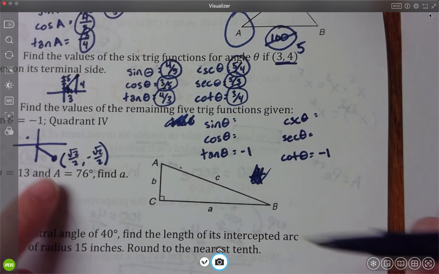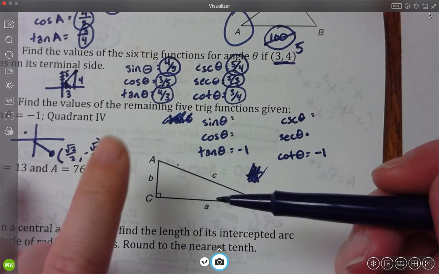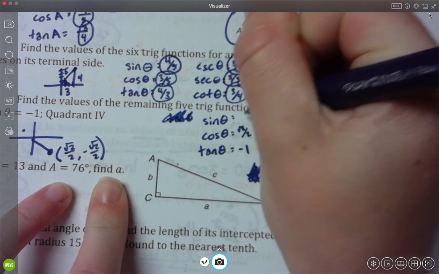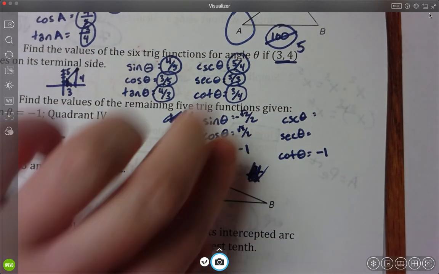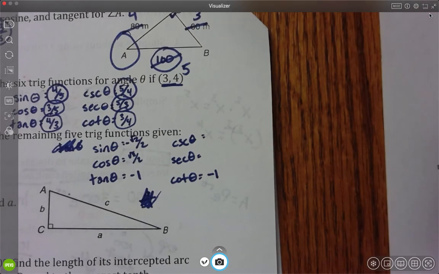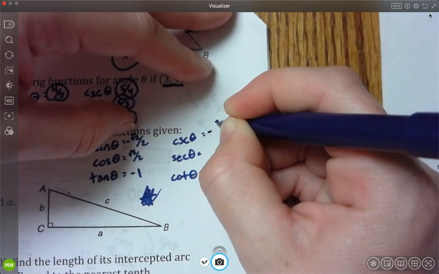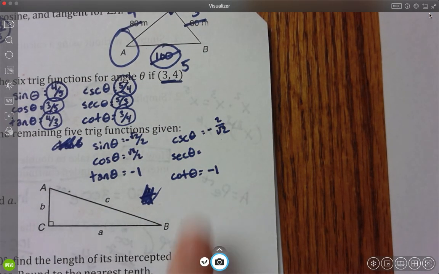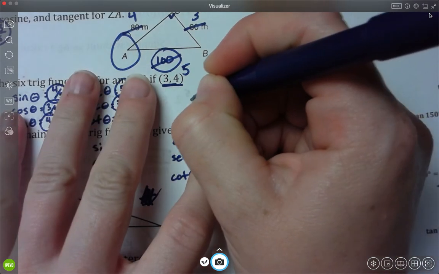And then sine and cosine I get from here. Cosine is going to be the x, sine is the y. So cosine is the square root of 2/2, and sine is negative square root of 2/2. Now for cosecant and secant, if I flip those, that's what I will get for each one. If I flip this one, it will be -2 over the square root of 2. Which means that I have a square root in the bottom, and I don't want that. So -2 over the square root of 2.